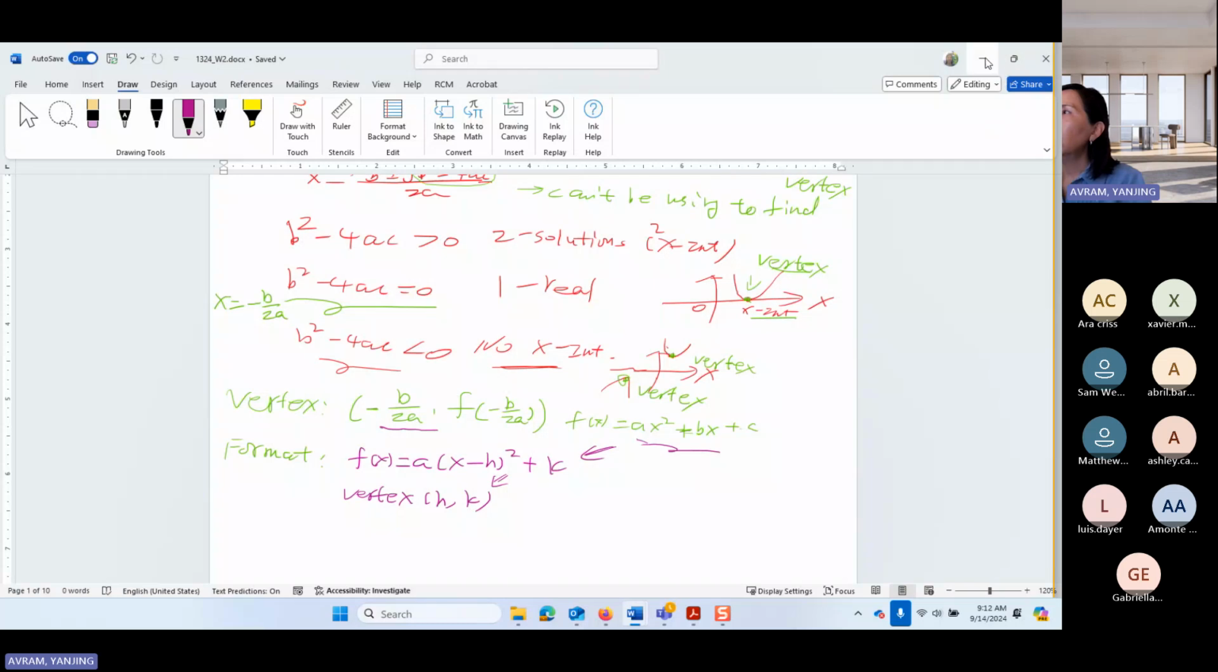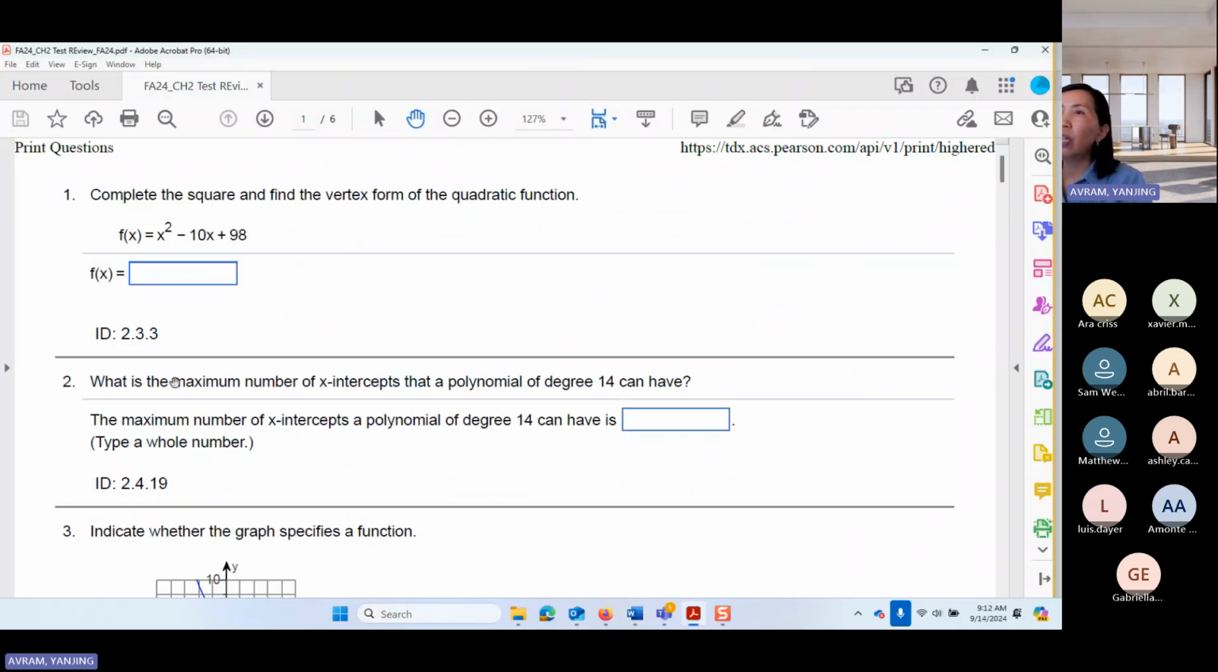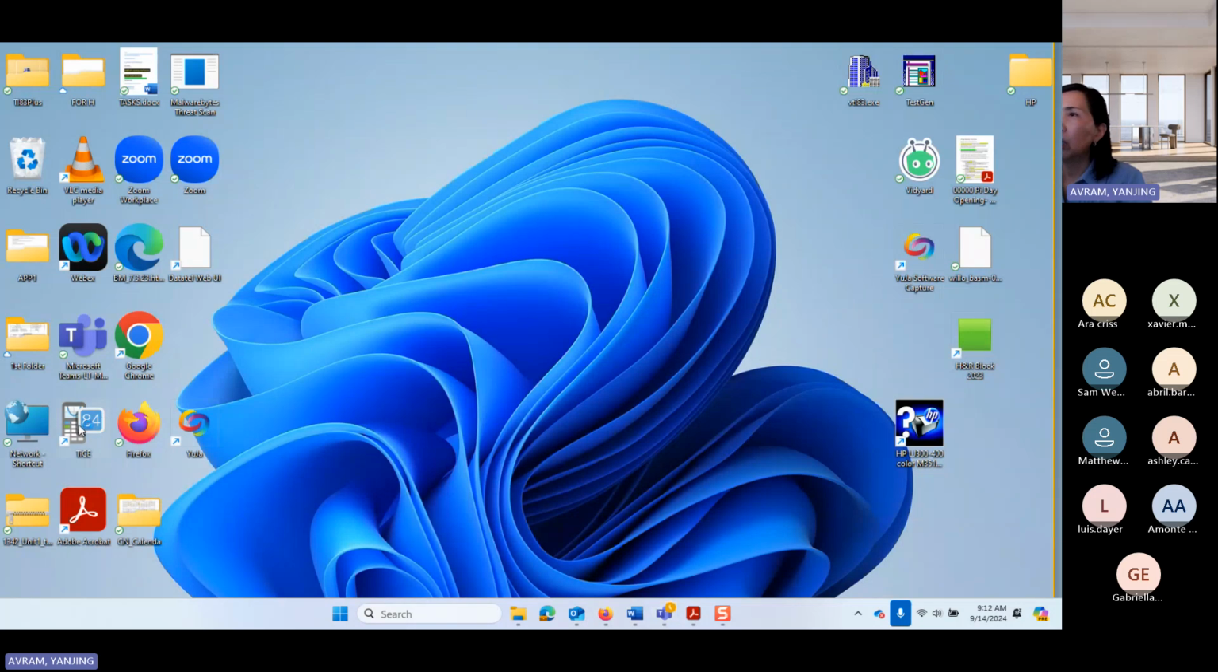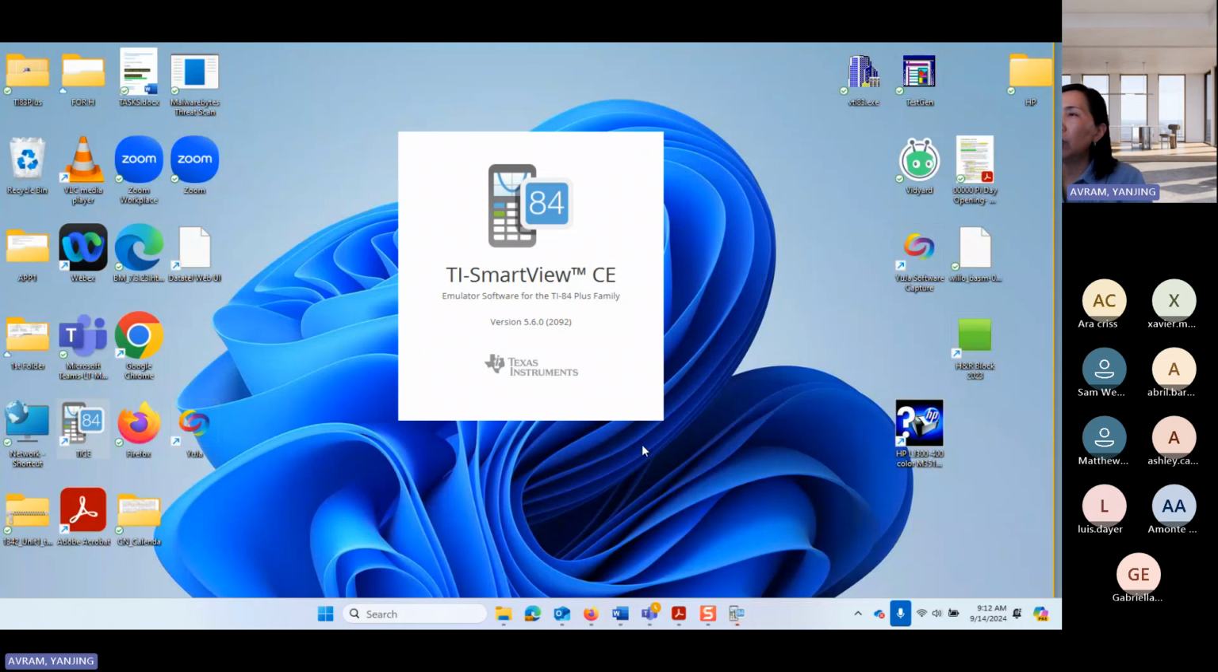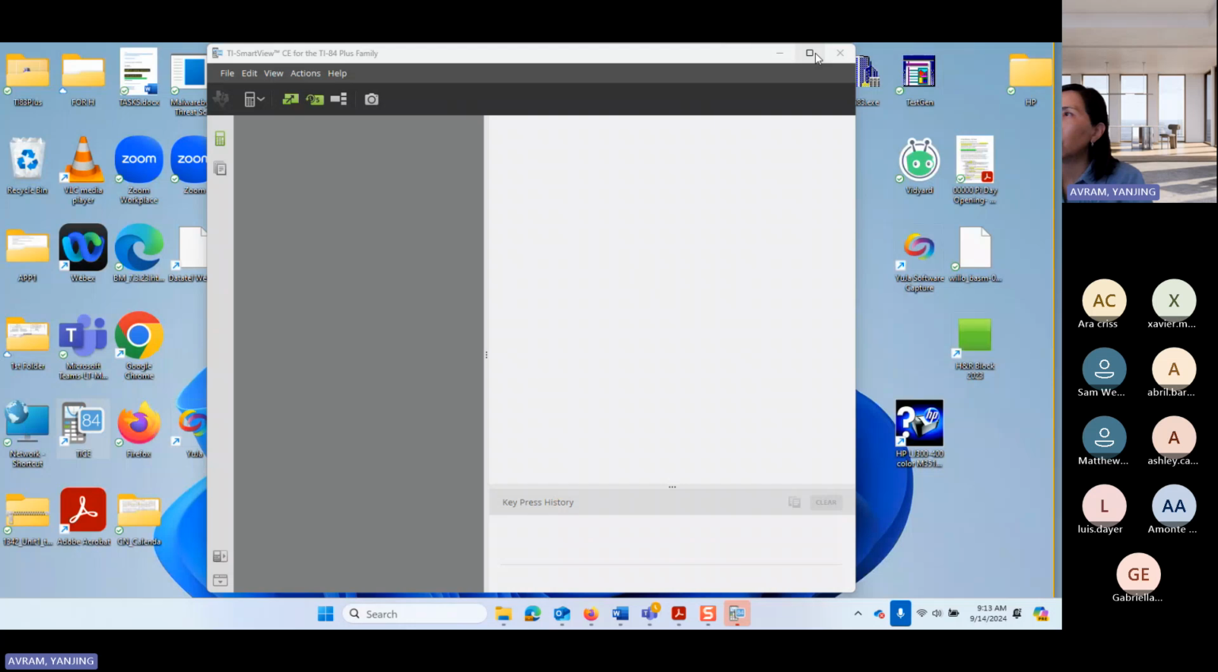All right, I just want to give you a quick review for this one. So let's look at this one right here. This one asks you to complete the square and then find the vertex for this quadratic, okay? Another thing is, you can also graph this one and put it in a calculator, right? So let me open the calculator. If you graph this one, at least you can see where your vertex is located, in which quadrant.